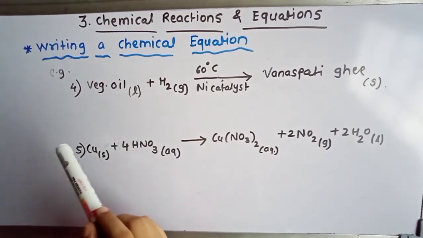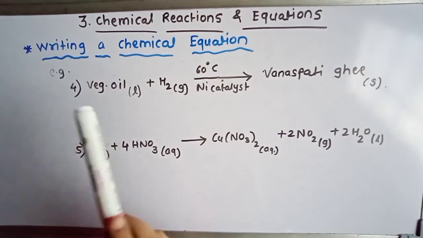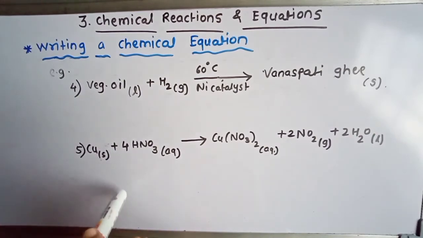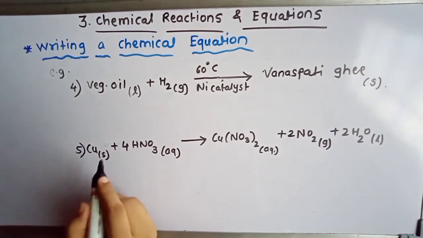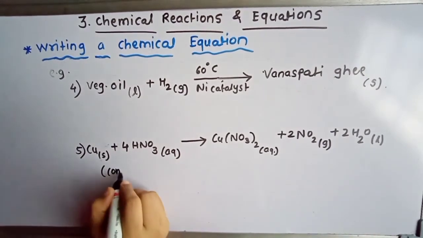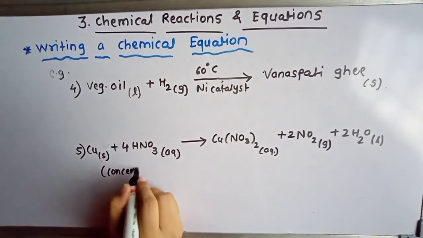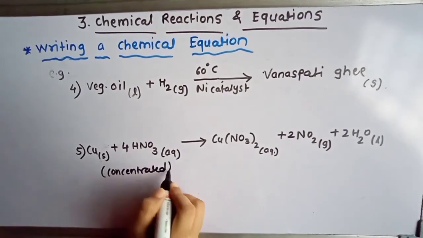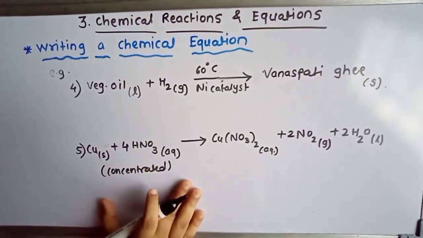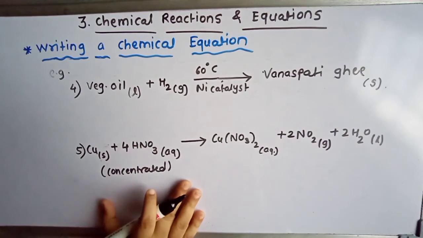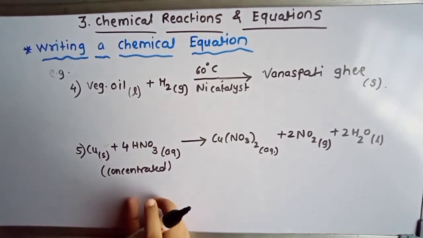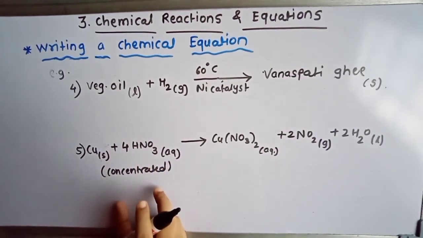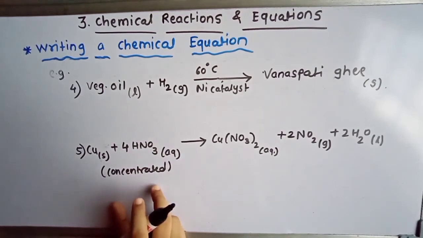Then sometimes special information or names of reactants or products are written below their formula. So if concentrated, dilute, these things are written below their formula, okay. So this rule also you have to remember. Sometimes special information or names of reactants or products are written below their formula, okay.